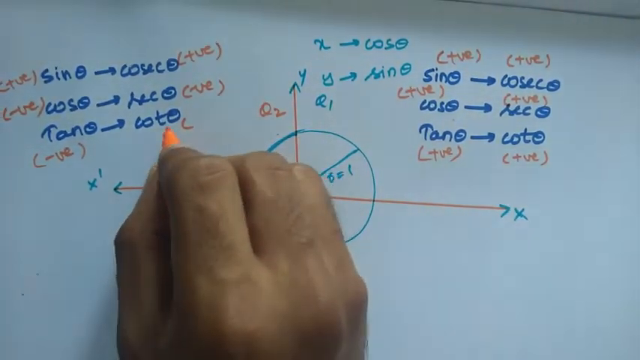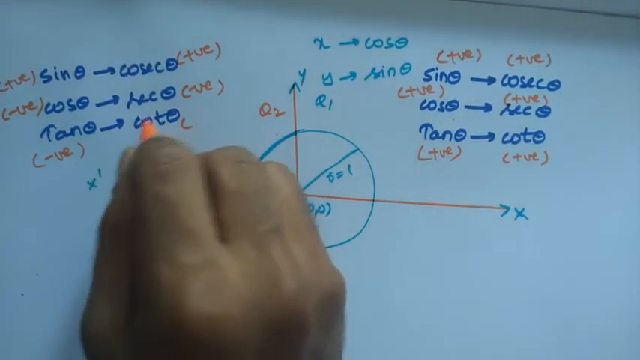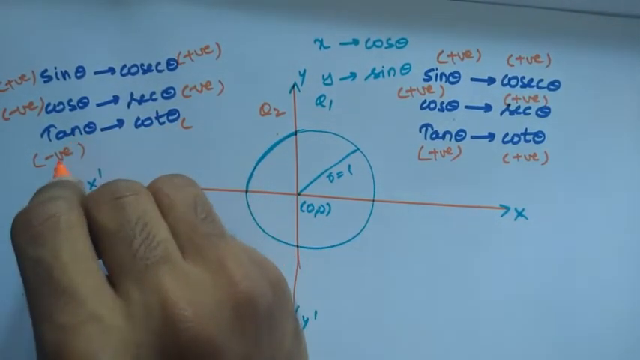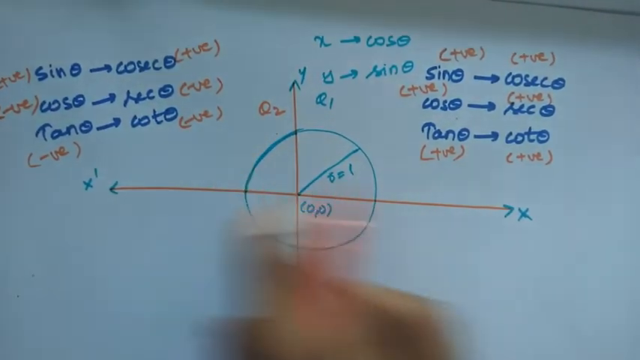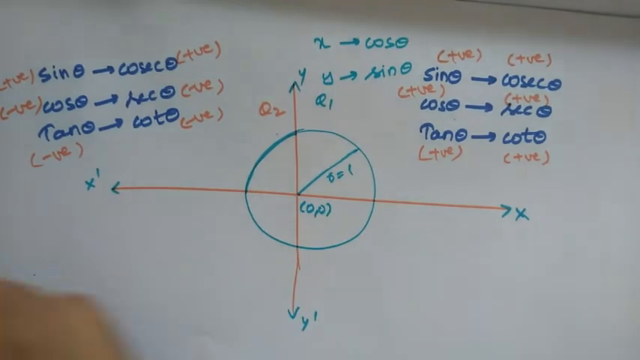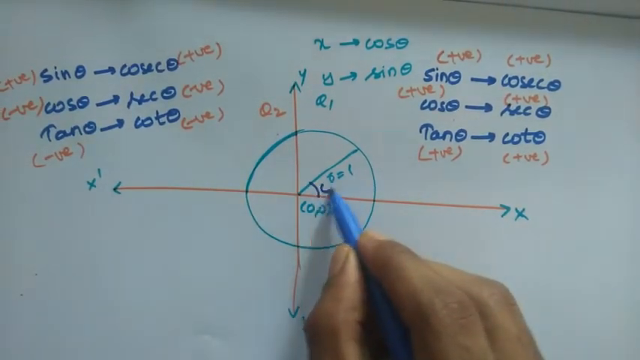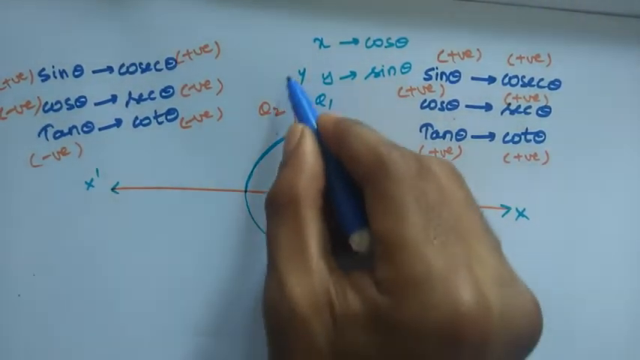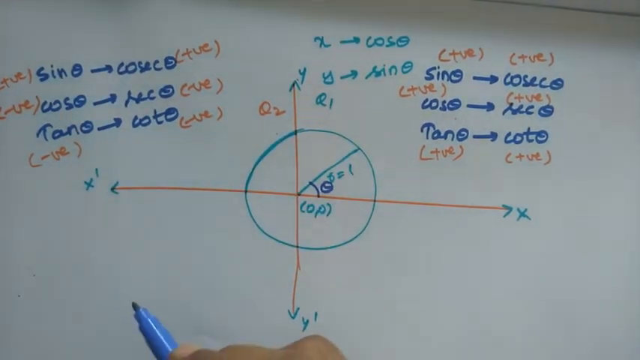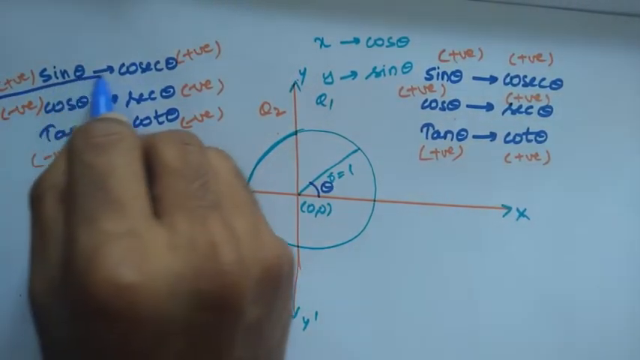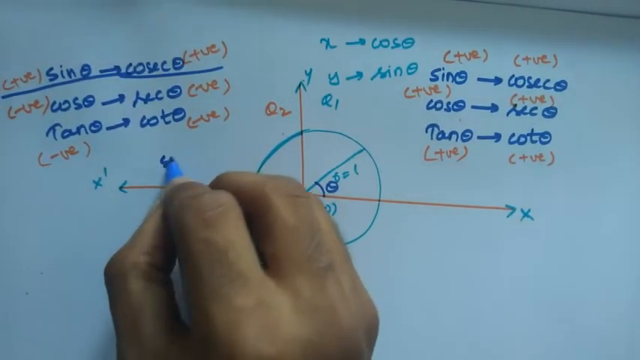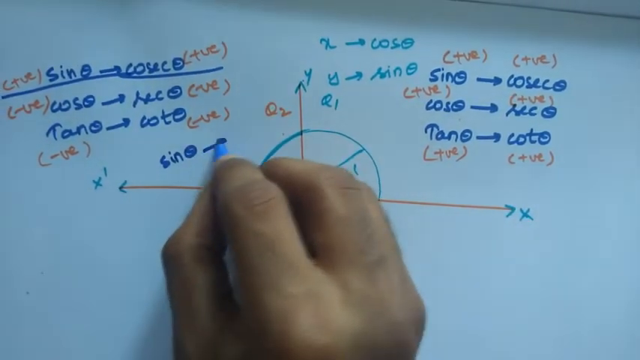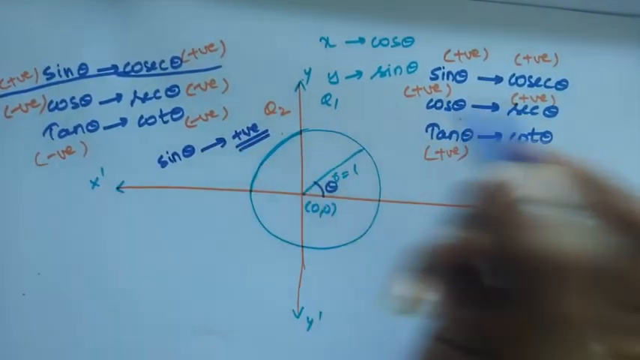see here, it's reciprocal, right? Cot theta is nothing but reciprocal of tan theta. So reciprocal of a negative number is again a negative number. So in this second quadrant, means this theta is lying between 90 degrees and 180 degrees, then only sine theta and its reciprocal is positive here. Okay, that means only sine theta and its reciprocal are positive.